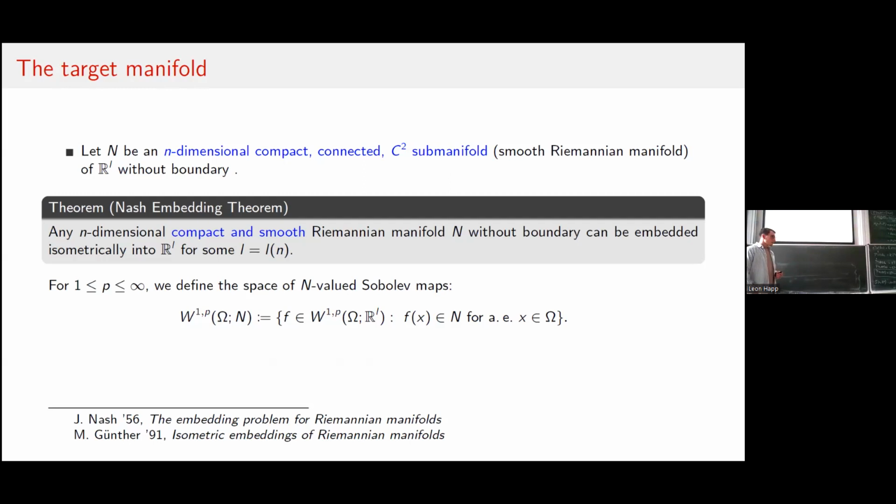And to adapt to this target manifold constraint, let's assume that we are given some n-dimensional compact connected C2 submanifold of the Euclidean space. You can also think of more general target manifolds. You will have to apply the Nash embedding theorem if your manifold is smooth enough. But what is important for us is really that the resulting submanifold of Euclidean space is C2, compact and connected, right? And then you can define the space of manifold-valued Sobolev maps just by taking those Sobolev maps into R^L which almost everywhere map into your target manifold.